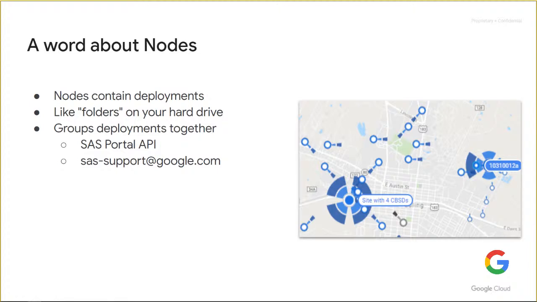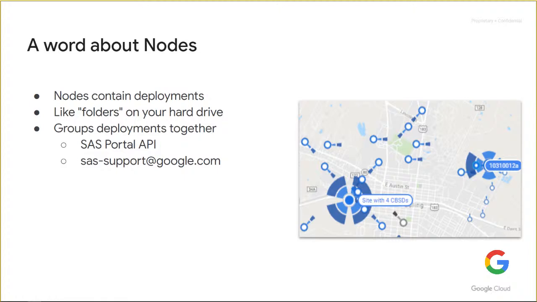A word about nodes, because I mentioned the word nodes earlier and I showed you that icon. You'll see it again in the demo. Nodes are essentially like folders on your hard drive, right? You can use them to group deployments together. Now, the one thing to remember about nodes is you can only create nodes currently in the SAS Portal API or by sending an email to sas-support@google.com.